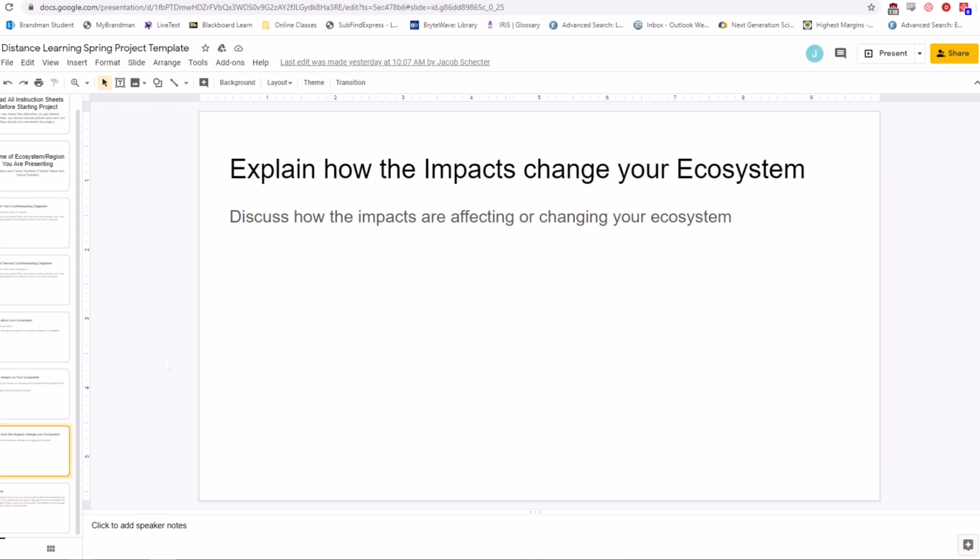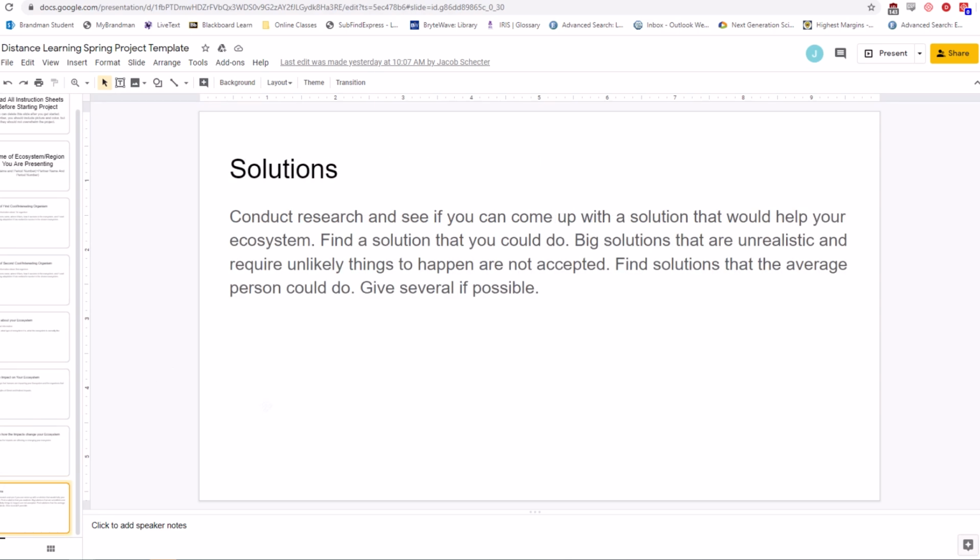How has your ecosystem changed over time due to human activity? A lot of places look very different than they used to because of humans, so talk about that. And finally, talk about your solution. So this is where you're explaining how the solution you come up with will help mitigate the impacts on your ecosystem. Now, you don't have to keep this number of slides.